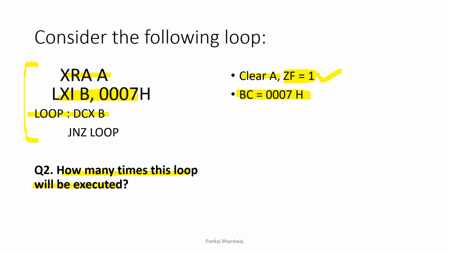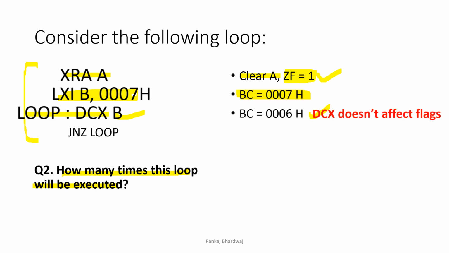Now coming to the loop. The first line of the loop says decrement BC pair. That means the BC pair will become 0007 minus 0001, that means 0006. And then jump on non-zero to loop. If Z is non-zero, it should go back to the loop. But this DCX command does not affect the flags. This is the most important thing about the DCX command. So DCX does not affect the flags.